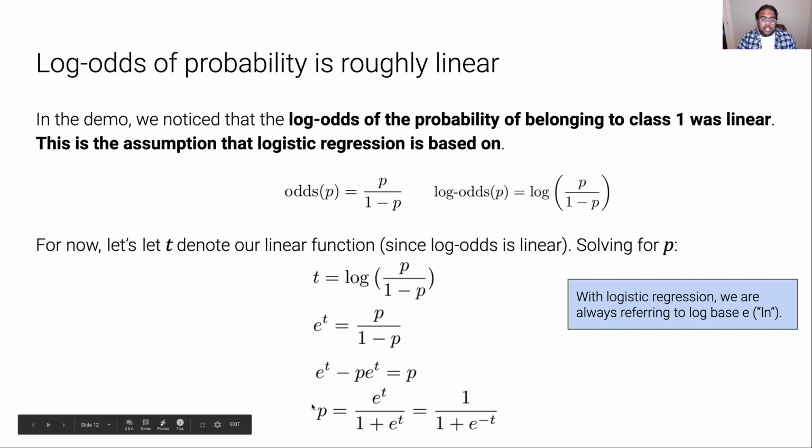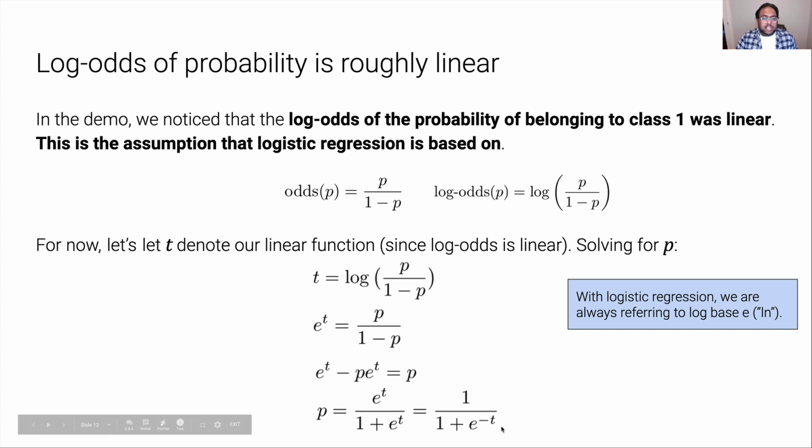And that result gives me that p is equal to e to the t divided by 1 plus e to the t. To simplify things a little, I can multiply both the numerator and denominator by e to the negative t. On the numerator, that will give me a 1. And on the denominator, the second term will become 1, and the first term will become e to the minus t. So swapping the order of those, I get 1 over 1 plus e to the minus t.